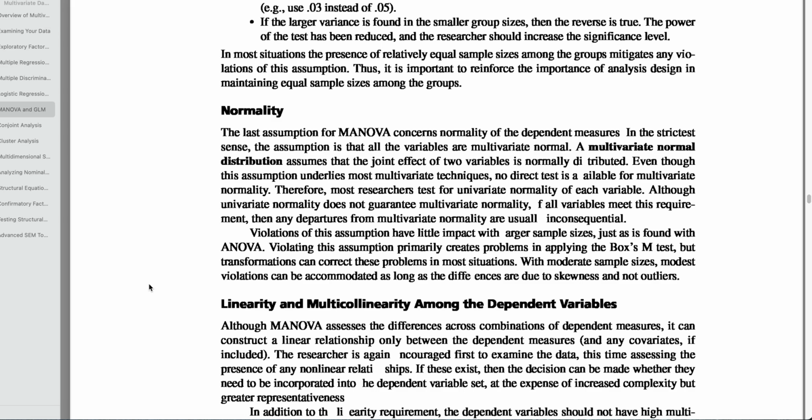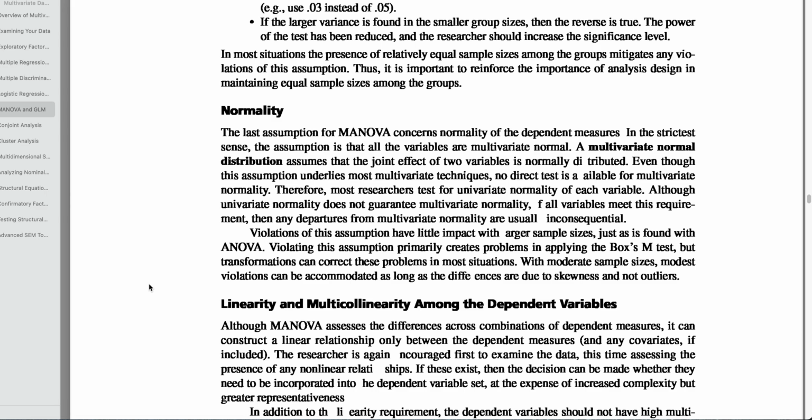Let's talk about normality. The last assumption of MANOVA concerns normality of the dependent measurements. In the strict test sense, the assumption is that all the variables are multivariate normal. A multivariate normal distribution assumes that the joint effect of two variables is normally distributed. Even though this assumption underlies most multivariate techniques, no direct test is available for multivariate normality. Therefore, most researchers test for univariate normality of each variable, although univariate normality does not guarantee multivariate normality.